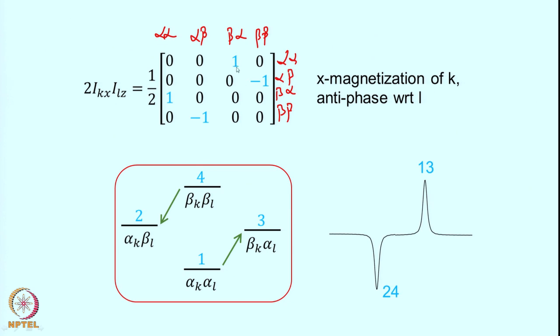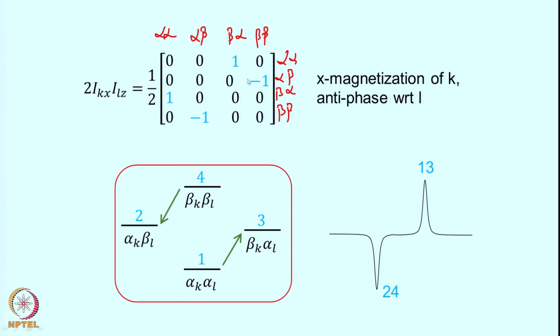So, we have this transition, this is the 1 3 transition, which means 1 to 3, 1 is here and that is the 1 3 transition here, and this is the k transition, k is flipping from alpha to beta and l is remaining the same as alpha. So, this is the k transition. Therefore, we say it is one of the components of the x magnetization of k, and this one is the other transition which you are seeing, because the element of the density operator which it has occupied is 2 4, and the 2 4 is this. And this again is alpha k to beta k, and so we have here the element minus 1.